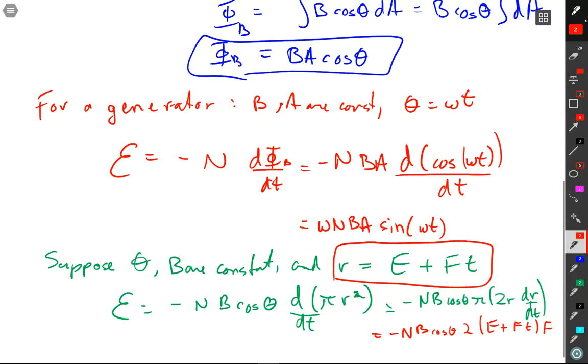Got a little harder there because we had r squared and so on. But in terms of process, we were still just taking the derivative of the flux. It was just a different thing that had changed in the flux. And finally, the last case could be the magnetic field changing with time. And once again, you can have the magnetic field changing with some gnarly equation, and you would just have to take the derivative.